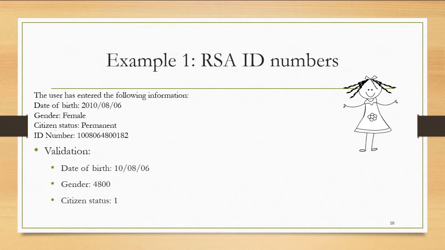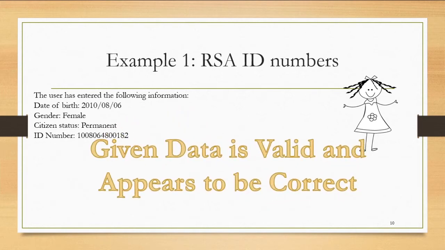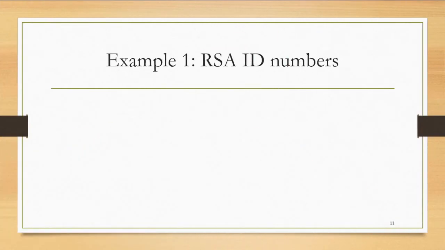Let's look at verification. The above picture is a picture of the user. They appear to be in their teens, in other words, between 10 and 18. We also see that the user is female. Thus, the given data is valid and appears to be correct. Let's look at another example.